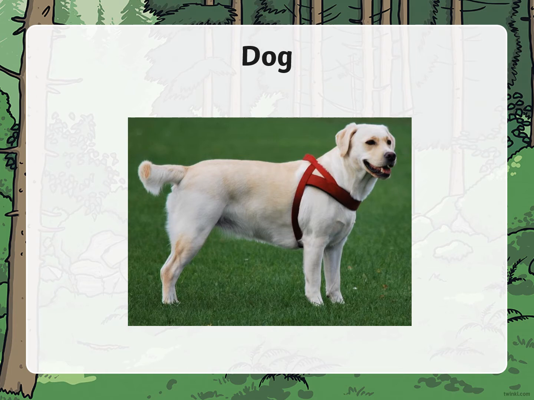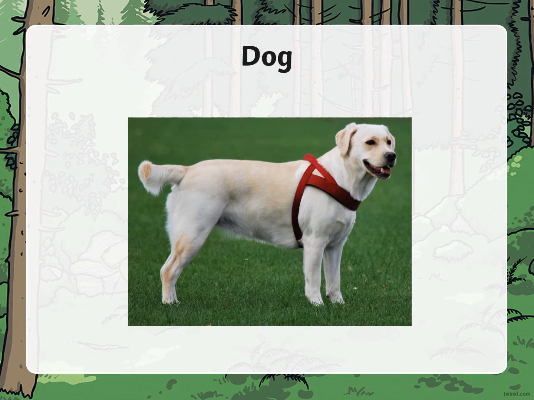What makes a dog different? Why is it different? How is it different? Have a think. Pause the video, have a chat with your adult or a friend. How is a dog different from us? And why? Why does a dog need to be different from us?